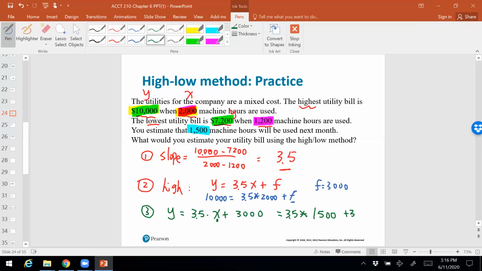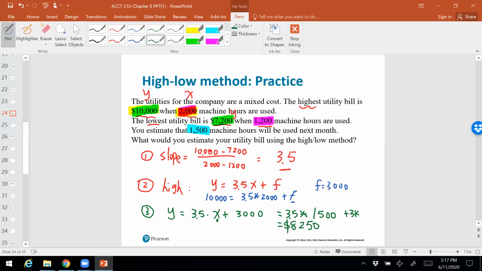So if you do me a favor, you tell me what the number will be. I do this very quickly with you. 3.5 times my actual machine hour 1,500 is 5,250 plus my 3,000. So I get my predicted dollar amount. The cost will be $8,250. So that will be my predicted cost when my machine hour is 1,500 hours.